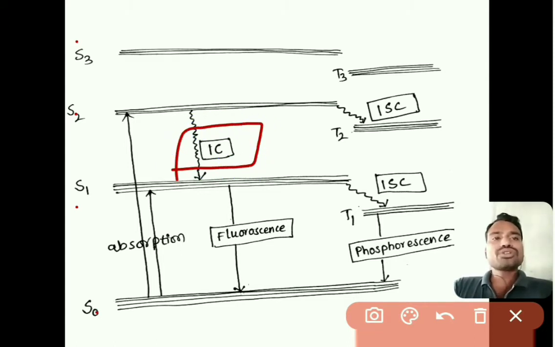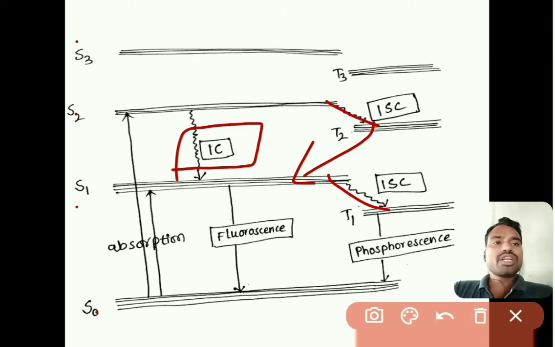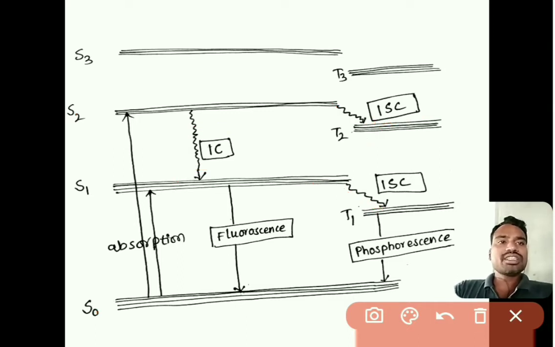So if it goes to T2, or from T2 to S1, S1 to T1, these are called ISC, that is intersystem crossing, because there is a spin multiplicity change from S2 to T2, or T2 to S1, or S1 to T1. So this is called intersystem crossing, right.